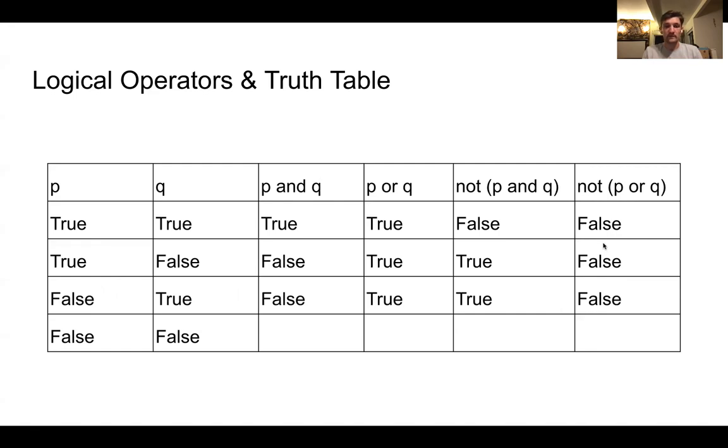Finally, when they're both false, P and Q will be false, and P or Q will be false because neither of them is true. False or false is still false, but the nots will be true this time. Not false is true, and not false is true again here.